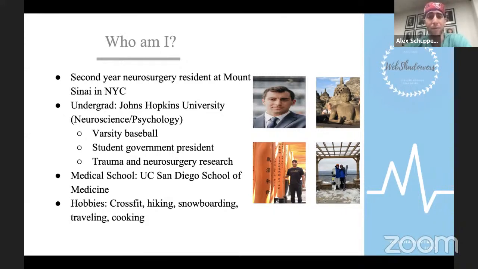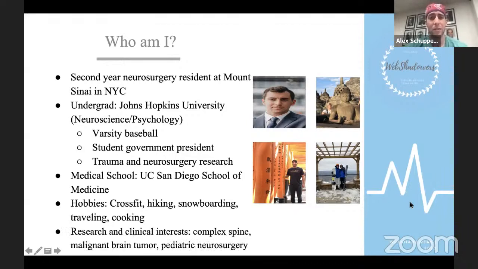When I'm not in the operating room, I have several hobbies I'm really passionate about. I love CrossFit, working out. I love hiking. I was just in Yosemite last week, hiking around, which was a ton of fun. In the wintertime, I love snowboarding, traveling, seeing the world, and cooking when I have a chance. As you can see in some of these pictures, these are some of the places I've been recently since starting residency.